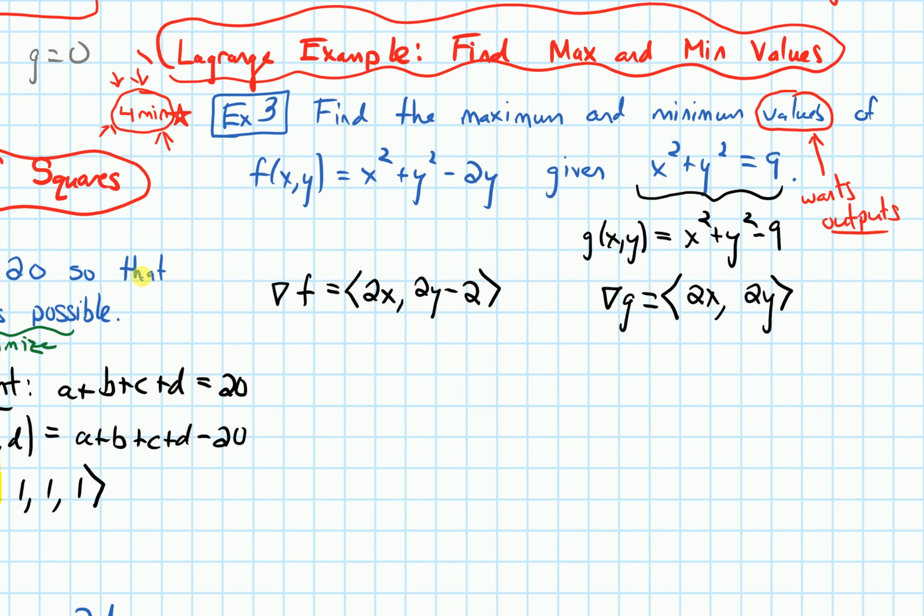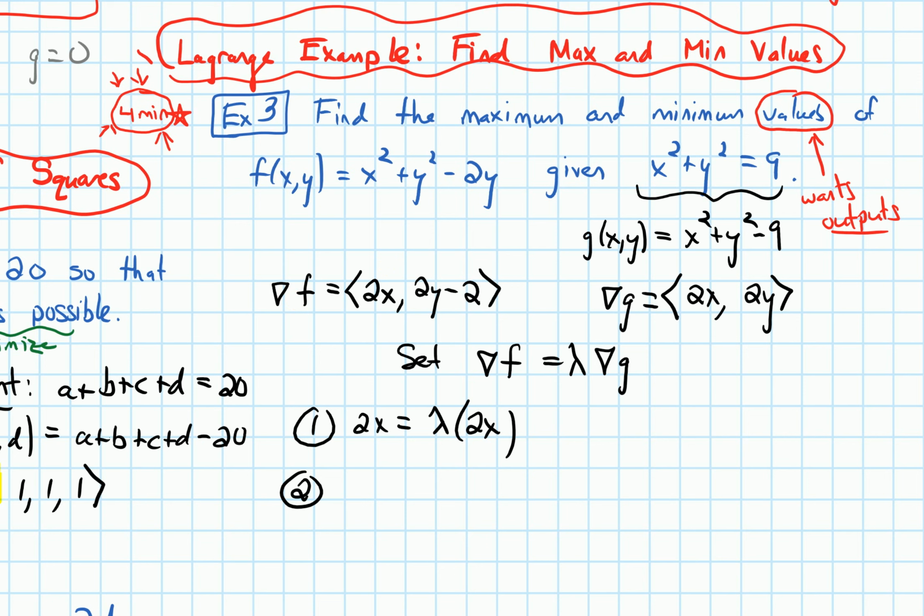Alright. So now we set the gradient of f equal to lambda times the gradient of g to get a system of equations. From their x components, from the gradient of f, I'll get 2x, and this is going to be equal to lambda times the x component of the gradient of g, so 2x. The second equation will be, the y component of the gradient of f is 2y minus 2, and that's going to be equal to lambda times the y component of the gradient of g, which is 2y.